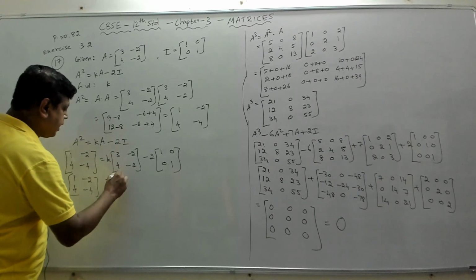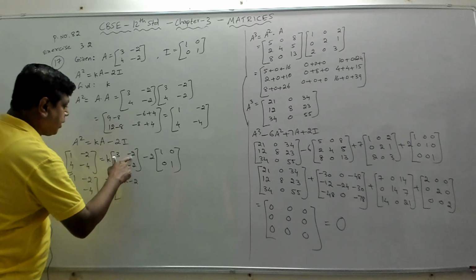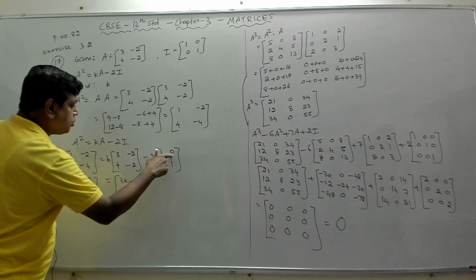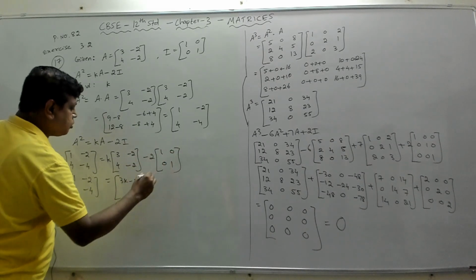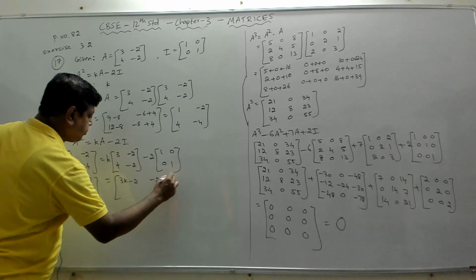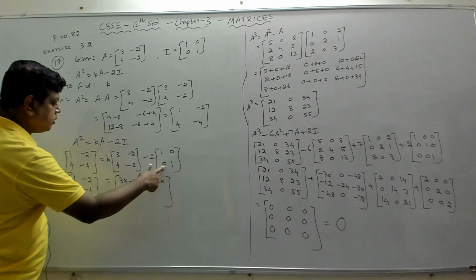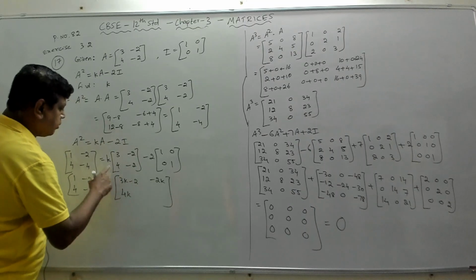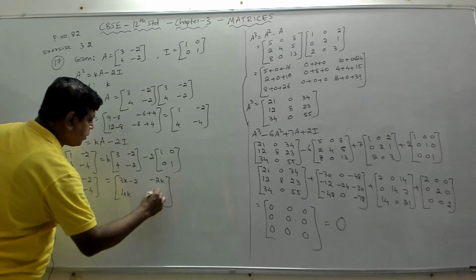So this is 3k minus 2. Then minus 2k plus 2 into 0 is 0, so you get minus 2k. Then 4k minus 2 into 0 is 0, so you get 4k. Then minus 2k minus 2 into 1 is minus 2, so minus 2k minus 2.